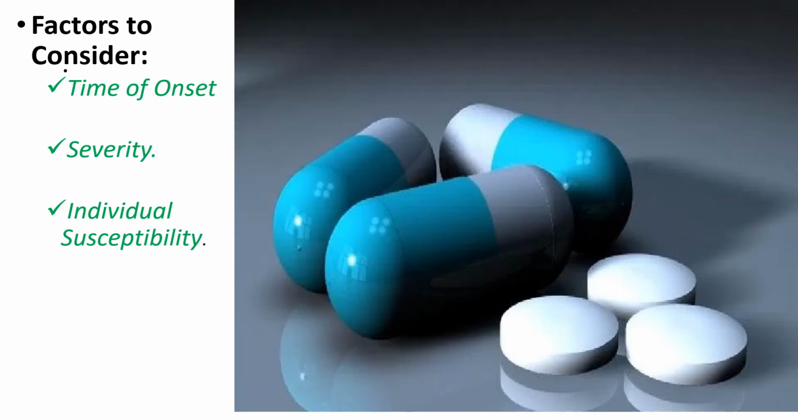Other factors to consider include time of onset. Fever may appear within 7 to 10 days of starting the medication and disappear shortly or within 72 hours after discontinuation. The other is severity. Drug fever can range from mild to severe, and in rare cases can lead to conditions like neuroleptic malignant syndrome. And individual susceptibility. Not everyone will develop a fever from specific medications, and the risk can vary based on factors like genetics and pre-existing conditions.